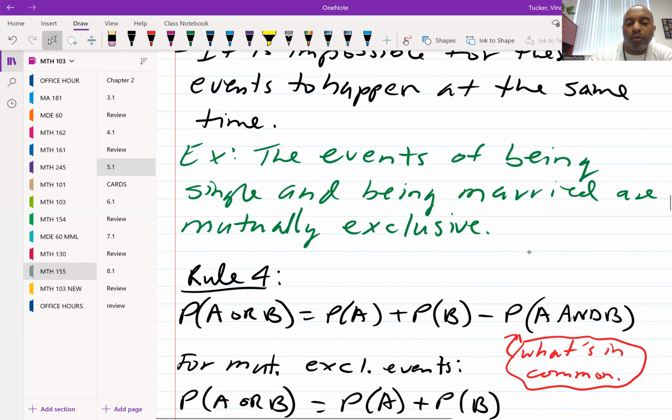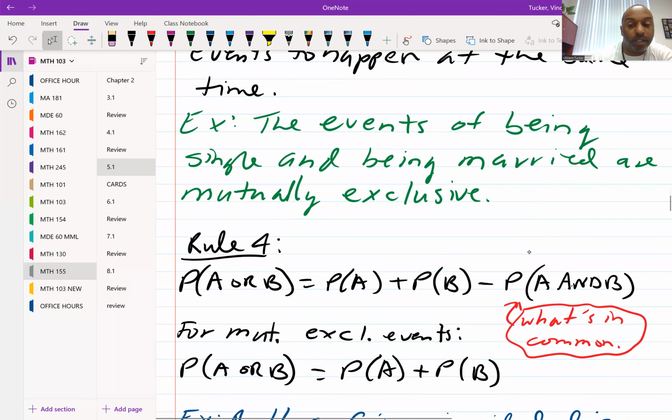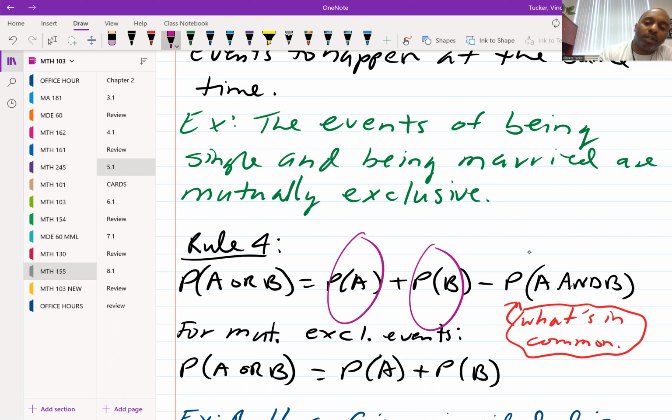So here's the formula for what we were talking about, what I did earlier with the chart. So this is rule 4, of course. If you want to calculate the probability of A or B occurring, you take the probability of A plus the probability of B, and then you subtract what they have in common. So that was the formula we talked about earlier without introducing the formula.